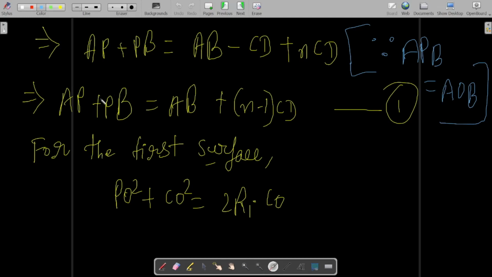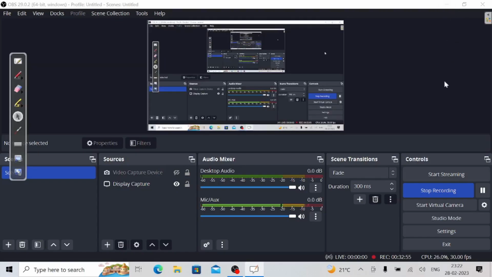Now you got the equation 1, and you understood its meaning. We have derived equation number 1. So for the first surface, what will happen? Let's look at it, but let me have some water before that. From here we are going to start. We have derived one equation. Let's look at all the things just after I take the water.